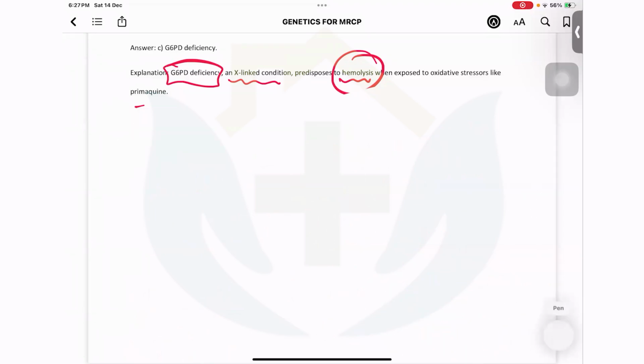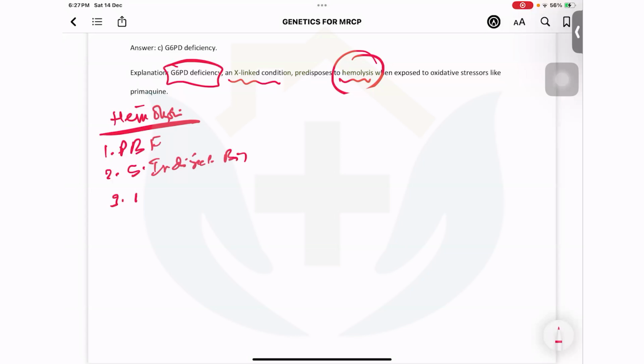So number one, PBF. Number two, serum indirect bilirubin. Number three, reticulocyte count. Number four, increased LDH levels. Number five, decreased haptoglobin levels.